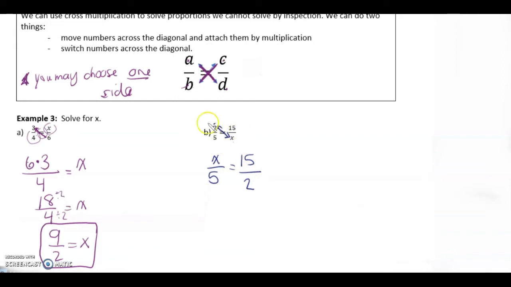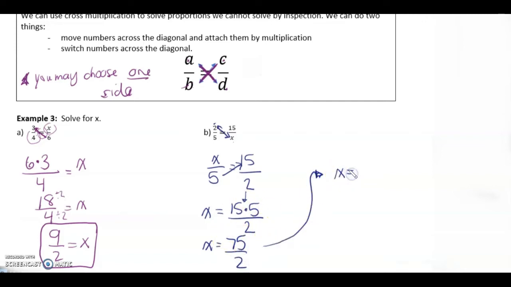Here again, x and 2 work on a rope, 5 and 15 work on a rope. Now I'm going to bring the 5 up, leave the x where it is, so we're going to have x equals 15 times 5 over 2. And I use this dot as multiplication because when we're dealing with variables, sometimes it's difficult to differentiate between a variable x and a multiplication symbol x. Okay, so we get 75 divided by 2, so we get x equals 37.5.